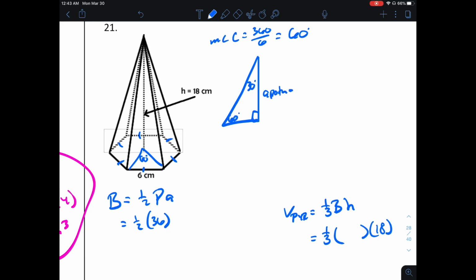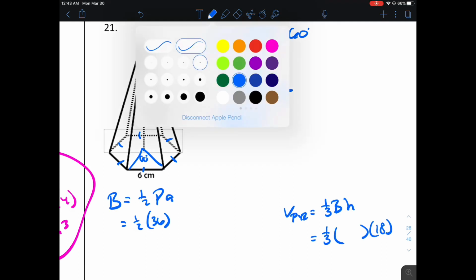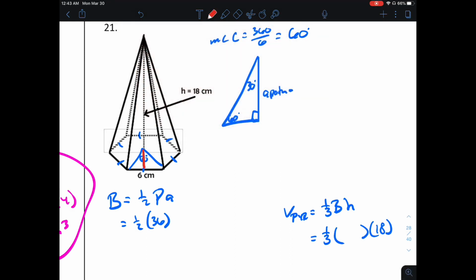It's going to make that a 30, 60, 90. What I'm drawing right now would be this triangle right here, this red triangle. The apothem also cuts the opposite side in half. Half of 6 is 3. This is the 6. Cut in half, we get 3. Opposite 30 is 3. Opposite 60 is that times the square root of 3, so it's 3 square root of 3.